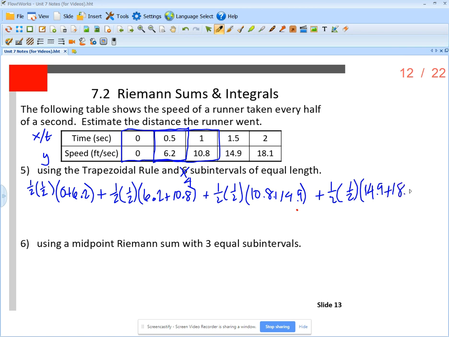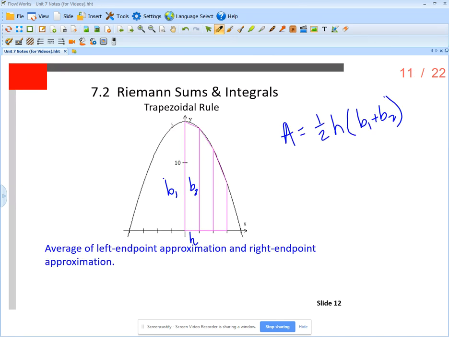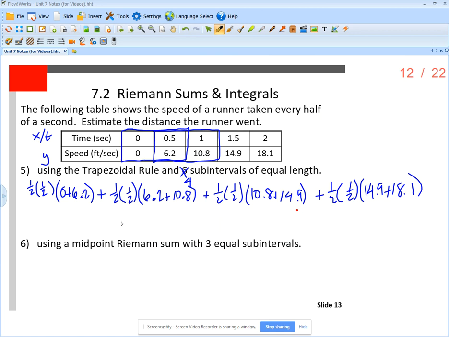One thing that you can notice is a little bit different from this to a left or a right-hand Riemann sum is we do use all of the y values, but some of them are used more than once because they are both the end of one trapezoid and the start of another trapezoid. Multiply, add, get all that, you get 20.475 feet. And then the last thing we're going to talk about is a midpoint Riemann sum.